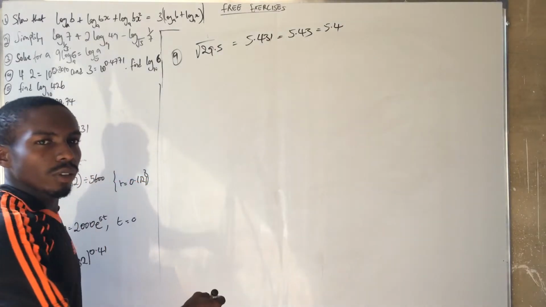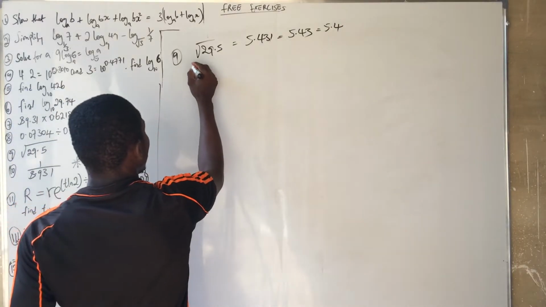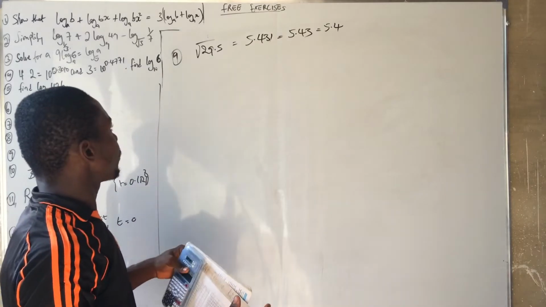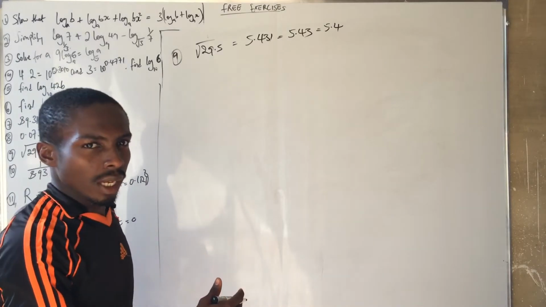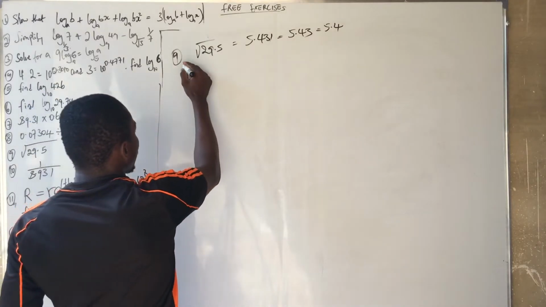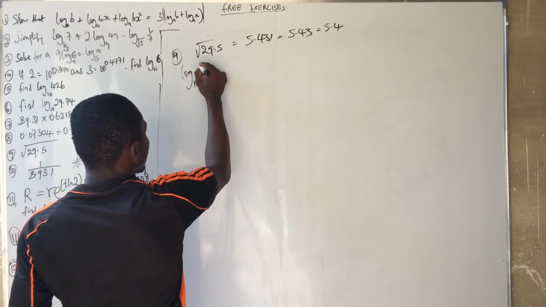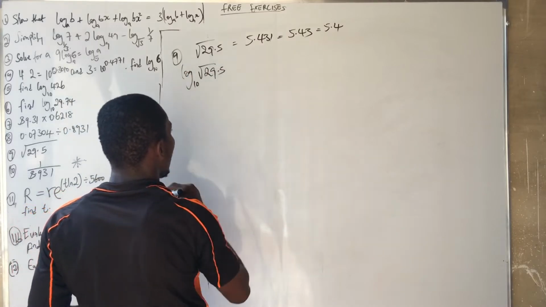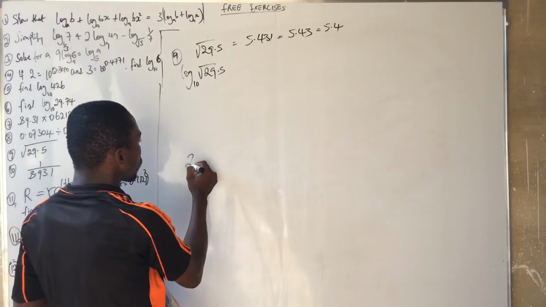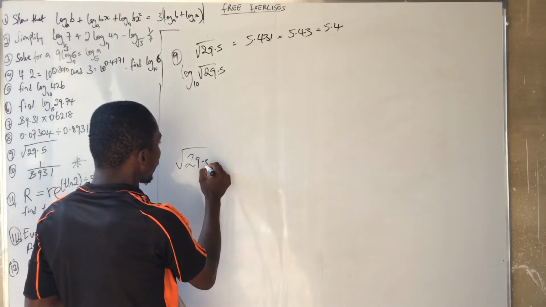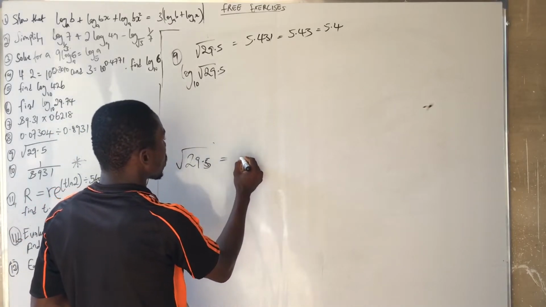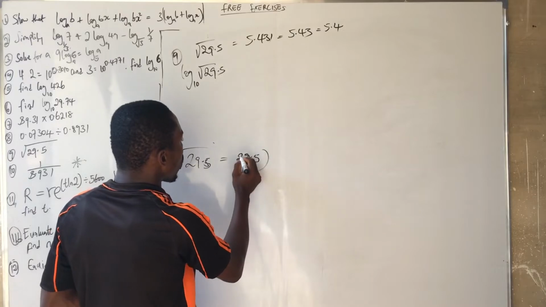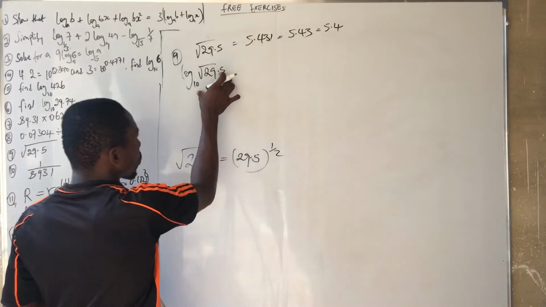Now, I want to solve this using logarithm. I will now take log to the base 10 of this, meaning log to the base 10 of the square root of 29.5. Now remember that the square root of 29.5 is the same thing as 29.5 all raised to the power 1 over 2. So that's what I'm going to use here.